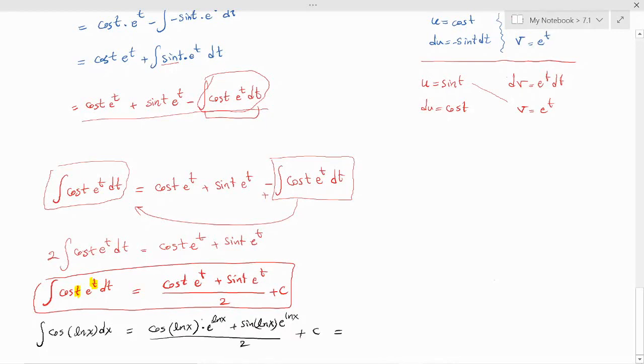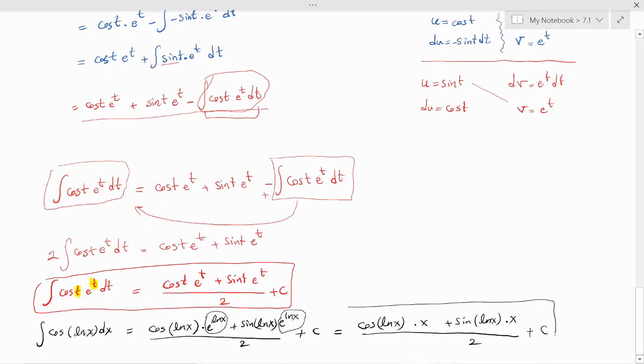The good thing is that you can simplify this too. What is e to the power ln x? It's a composition of e and the log ln, so this is simply x. So you would have cosine ln x times x plus sine ln x times x, all divided by 2 plus some constant. And this is our integral.